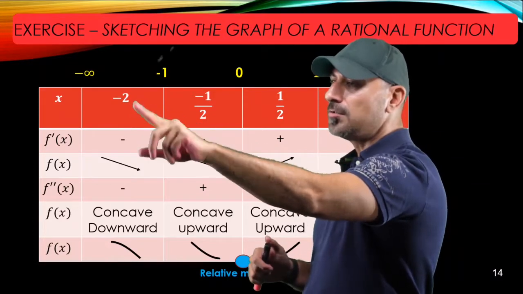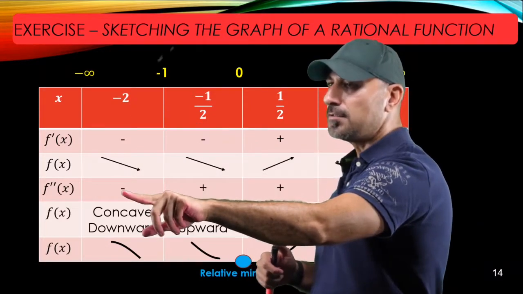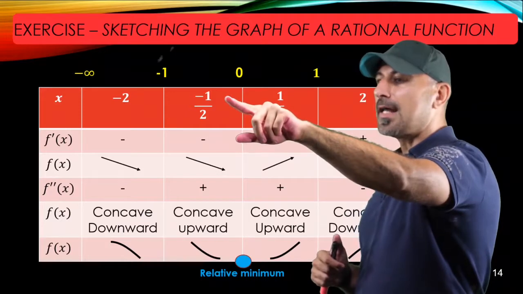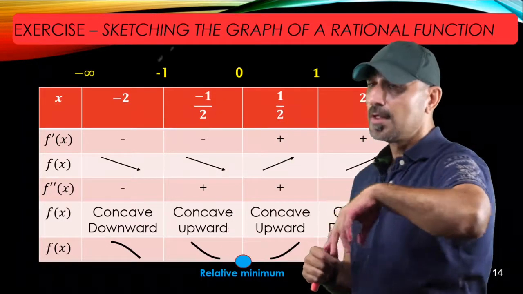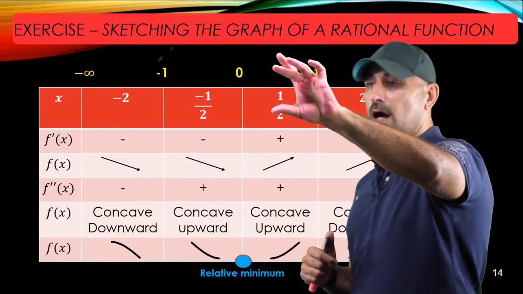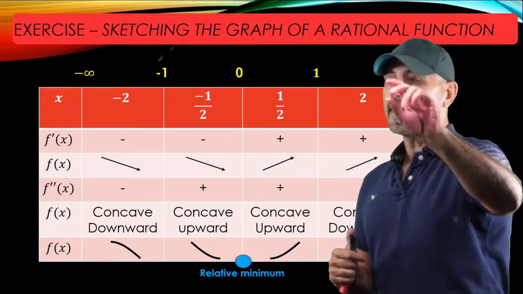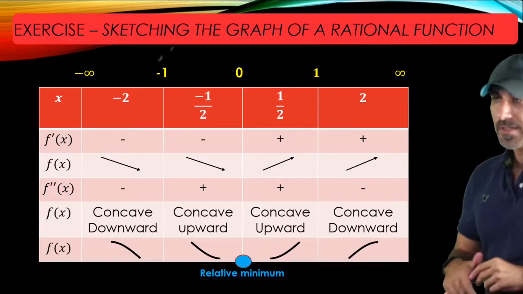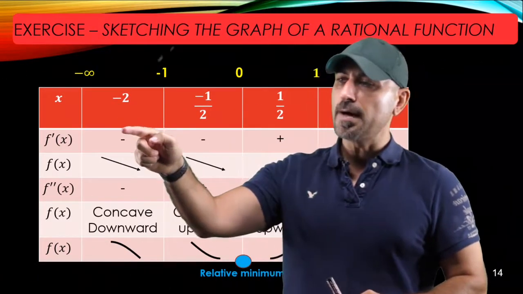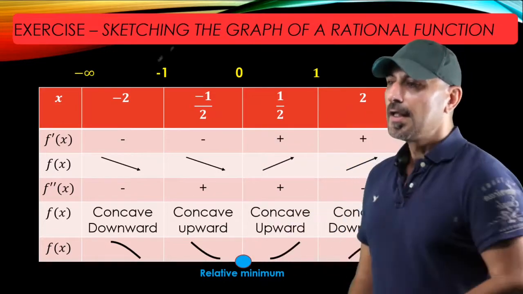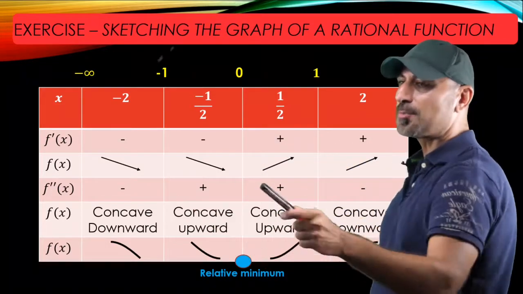prime at -2, and f double prime at -2, and f prime at -1/2, and f double prime at -1/2. And do the same for 1/2 and 2 as well, for each function f prime and f double prime. And try to convince yourself that for this one you have minus, minus, plus, plus. And for this one you get minus, plus, plus, minus.